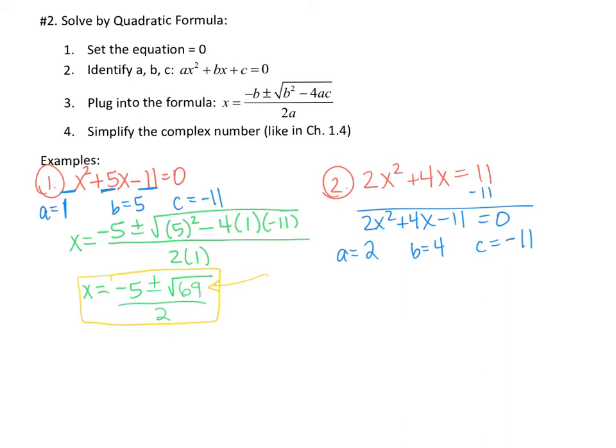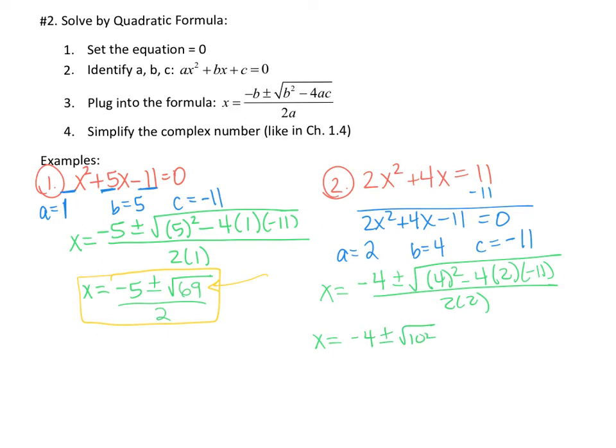Now I can go to my formula. I'm going to say opposite of b. So I have a negative 4 plus or minus the square root of b squared, always in parentheses, minus 4 times a times c, all over 2a. Again, we're going to simplify what's underneath that square root first. So that's going to give me 104 underneath there.